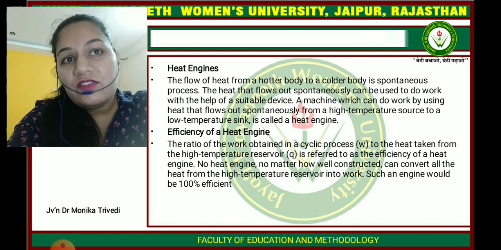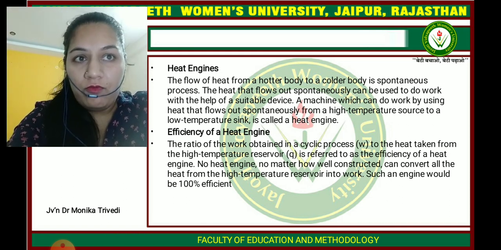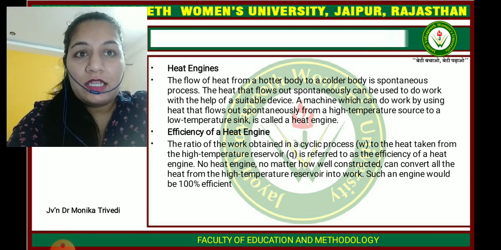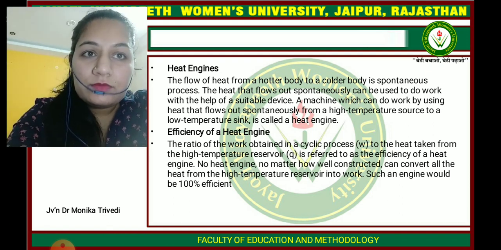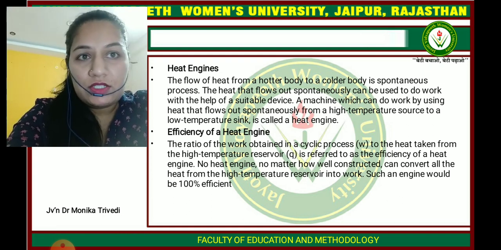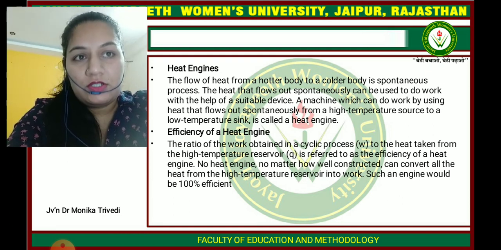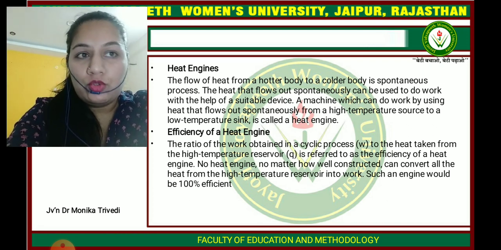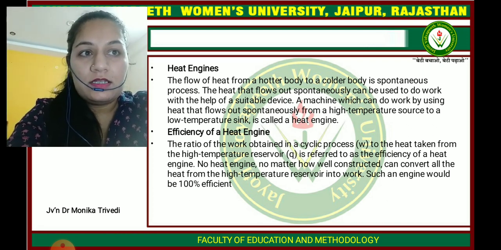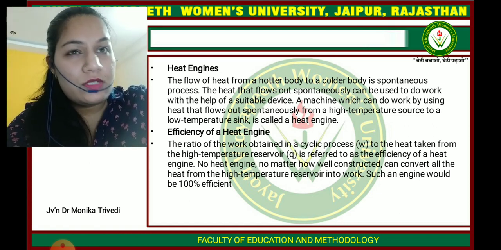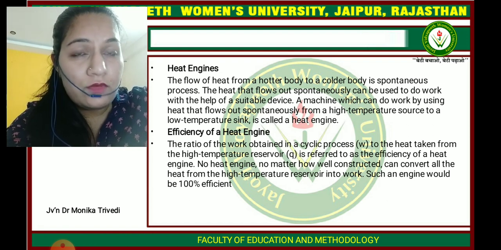And what is the efficiency of a heat engine? The ratio of work obtained in a cyclic process, which is W, to the heat taken from the high temperature, Q, is referred to as the efficiency of the heat engine. No heat engine, no matter how well constructed, can convert all the heat from the high temperature into work. Such an engine would have 100% efficiency. So this is a heat engine, and this is the efficiency of a heat engine.